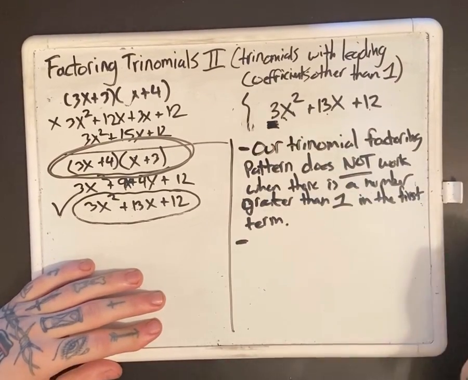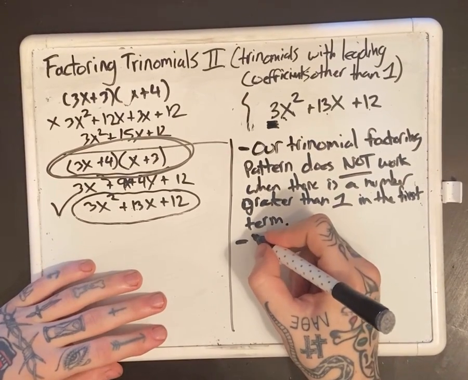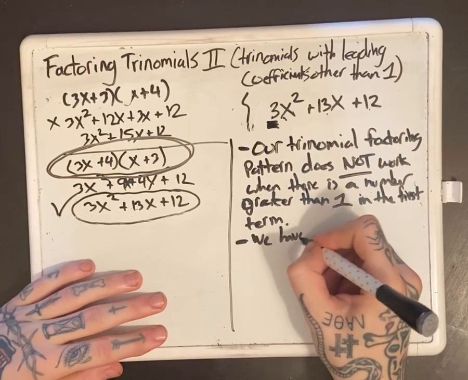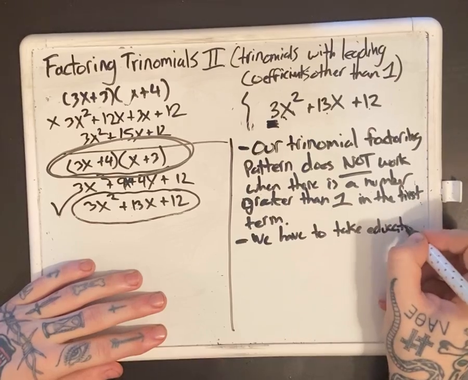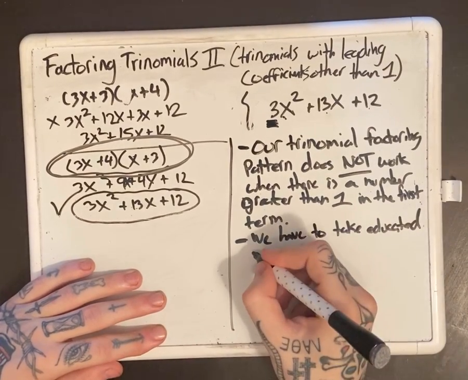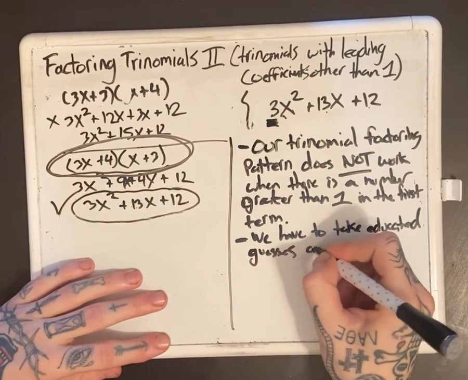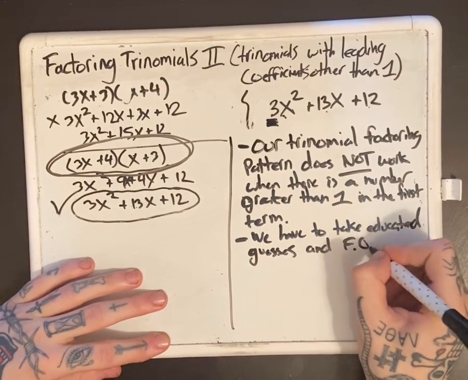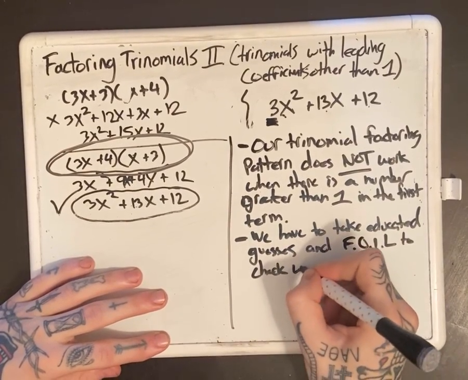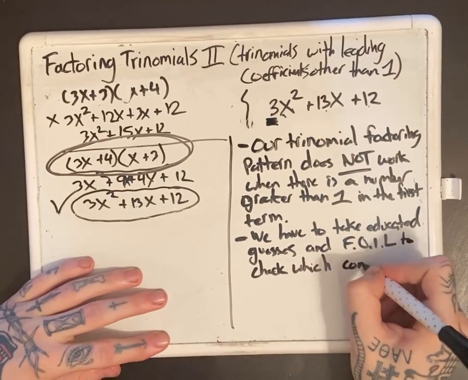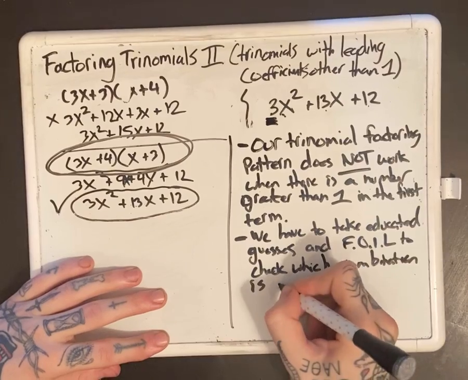So when we have a number in the first term, we have to guess and check. Have to take educated, they're not completely random, guesses and FOIL to check which combination is right.